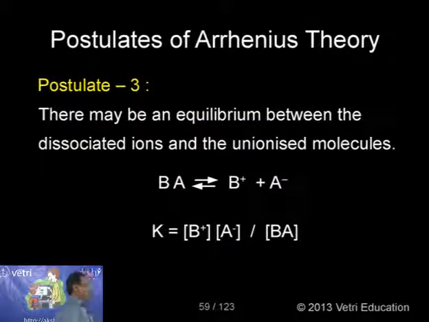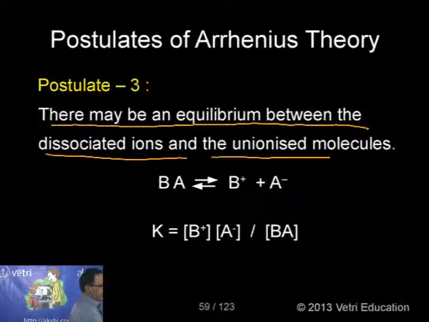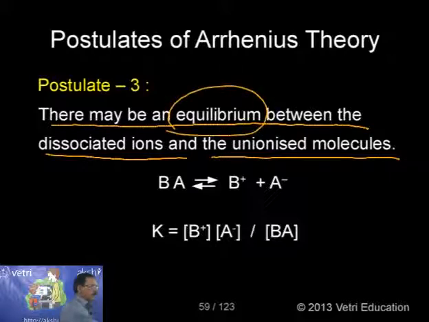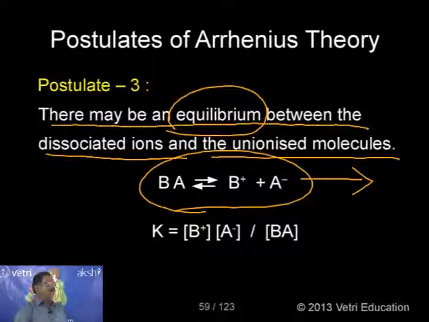When ions are formed, the third postulate gives very interesting information. There may be an equilibrium between the dissociated ions and the unionized electrolyte molecules. Now you should be careful. In the case of strong electrolytes, there will not be any equilibrium, so usually a one-sided arrow is indicated. But only in the case of a weak electrolyte will you get the equilibrium, which is shown here: BA, a reversible arrow, B plus and A minus.